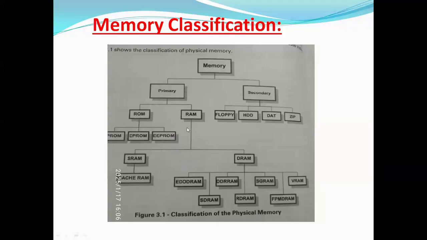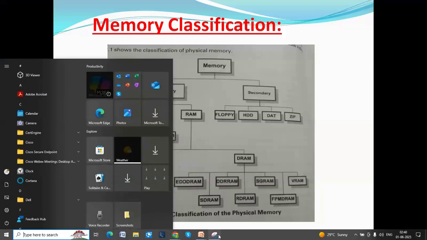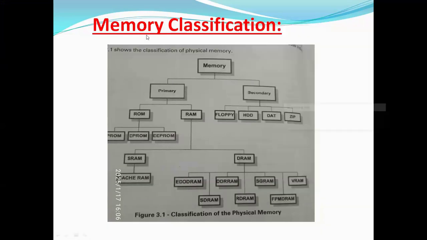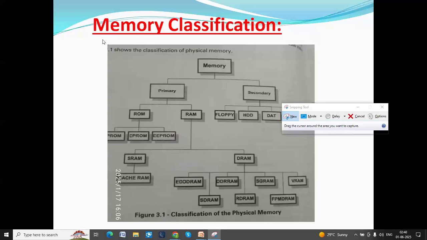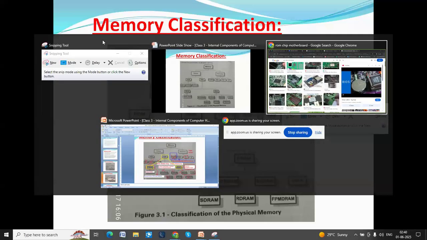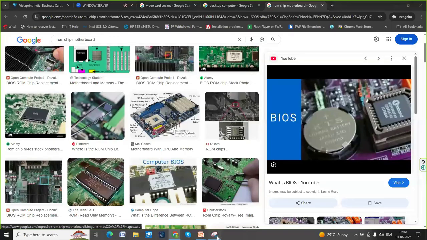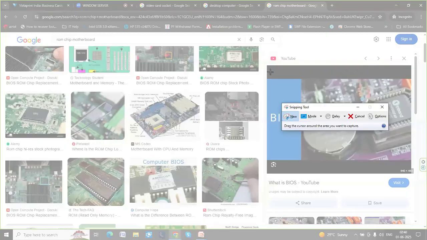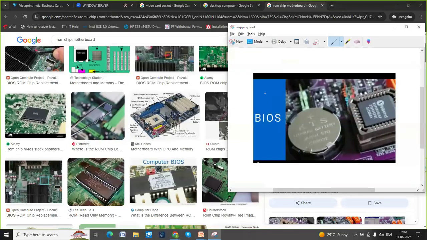Now coming to the RAM types, RAM, cache RAM, okay. And one more thing I have to explain here. Whenever you are doing this, you will come across one word called BIOS. BIOS means basic input output system. This together is called the BIOS ROM chip.